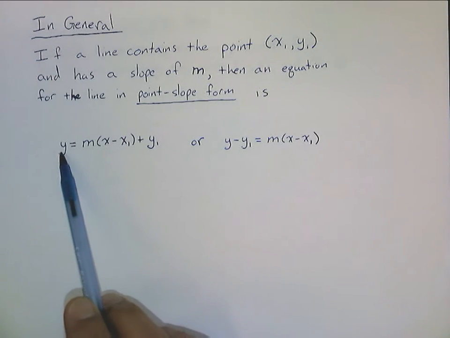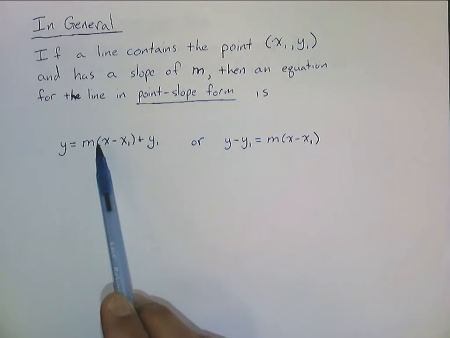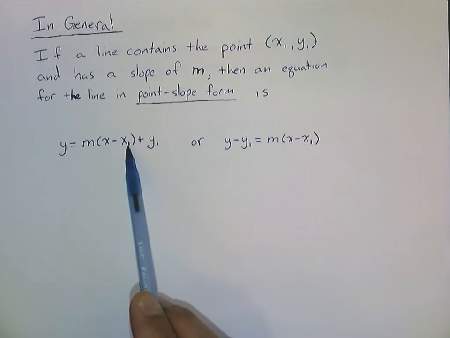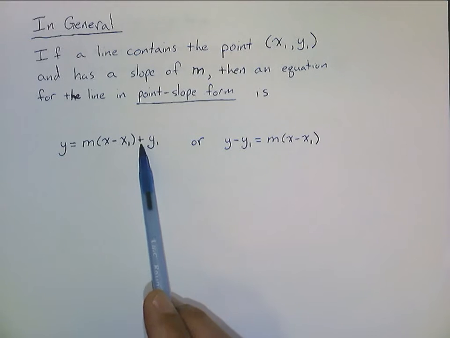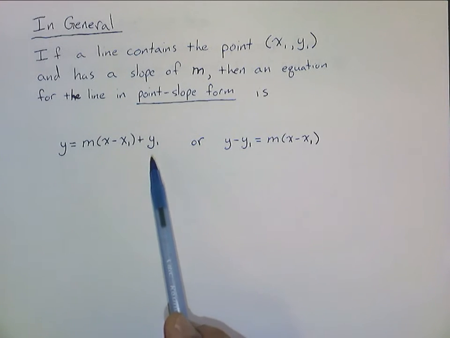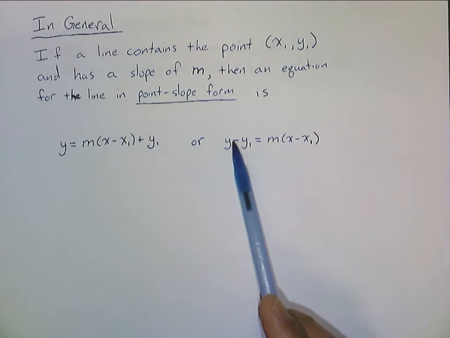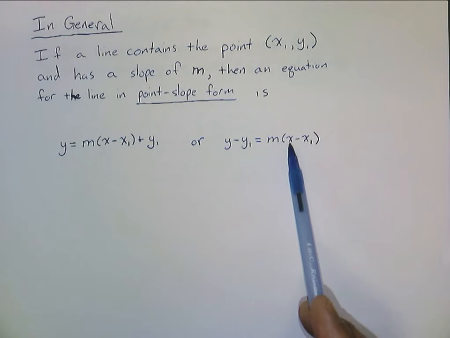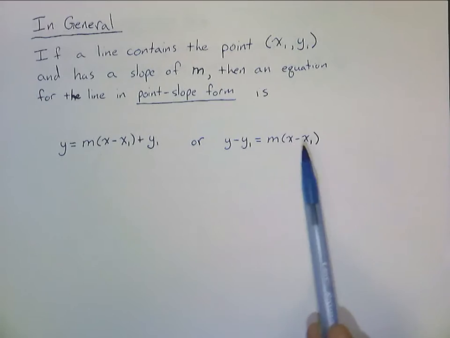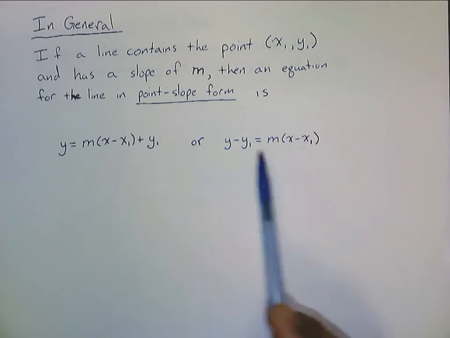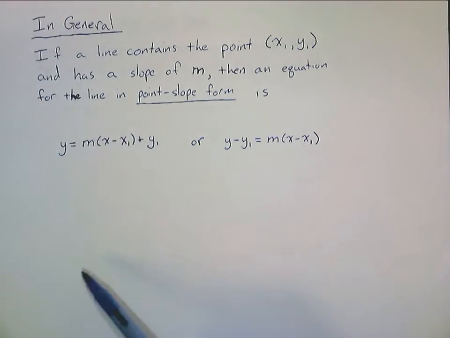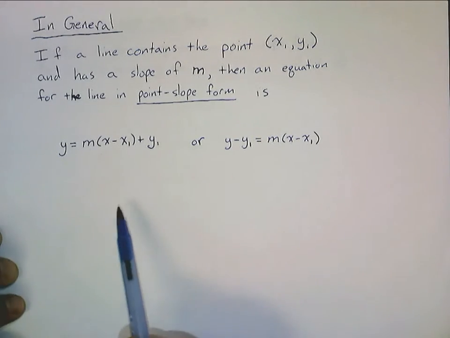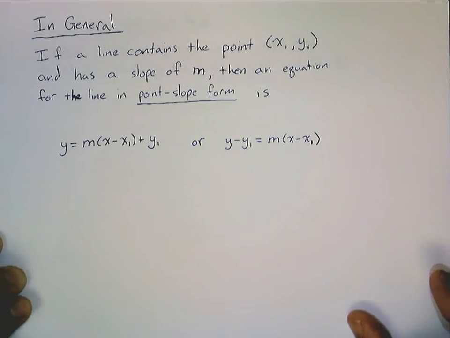Notice y is equal to the slope m times the quantity of x minus the x-coordinate of the point that you know is on the line plus the y-coordinate of the point that you know is on the line. Or the y variable minus the y-coordinate of the point that you know is on the line equals the slope m times the quantity of the x variable minus the x-coordinate of the point that you know is on the line. Either way works just fine. This way is a little bit easier to punch into a calculator, but they're completely equivalent. Okay, so let's do another quick example just to show you how we can use this.